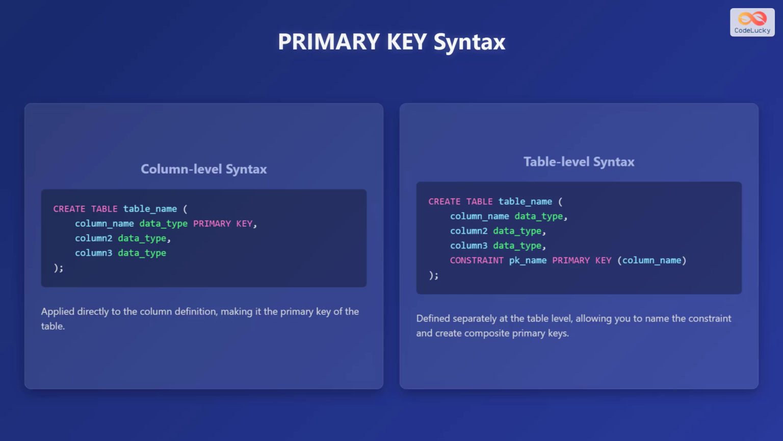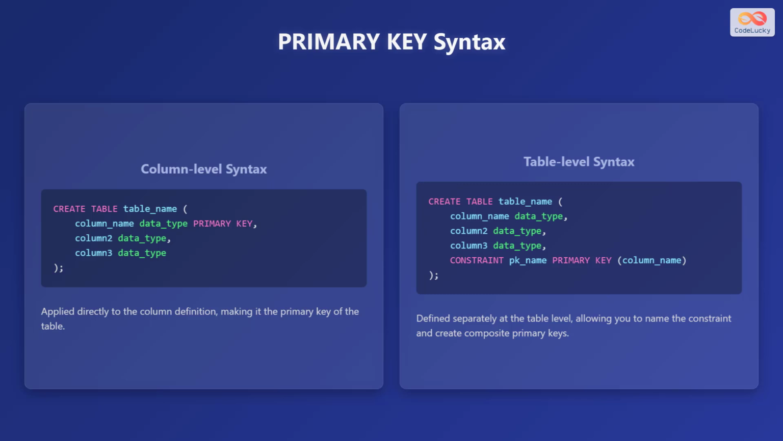Now, let's discuss the syntax for defining primary keys in SQL. There are mainly two ways to define primary key constraints in SQL, which are column level and table level. First, column level syntax. Here you define the primary key directly within the column definition. See the syntax. CREATE TABLE table_name (column_name data_type PRIMARY KEY, column2 data_type, column3 data_type); This approach is straightforward for single column primary keys.